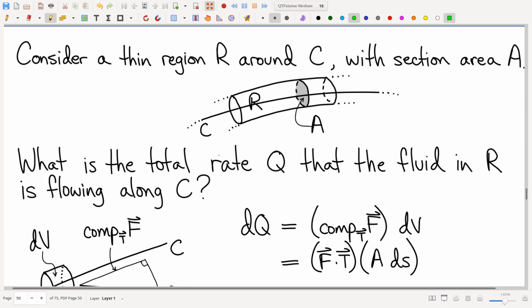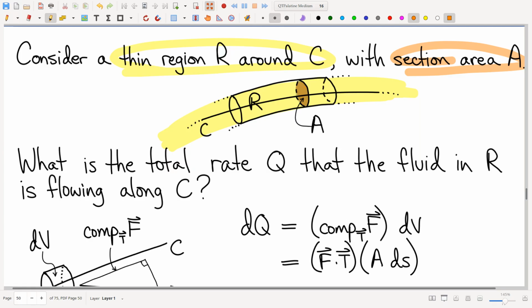Suppose you have a curve, as we've drawn here, and suppose you consider this thin region around your curve, as defined by some cross-sectional area. So imagine that you take your curve and you drag this area along the curve, where the area remains perpendicular to the curve. You just drag that along, and that makes this long, thin, tube-like thing, right?